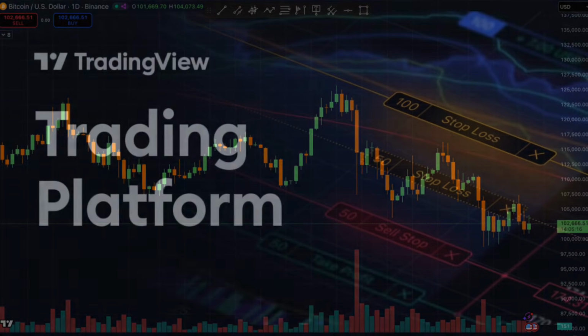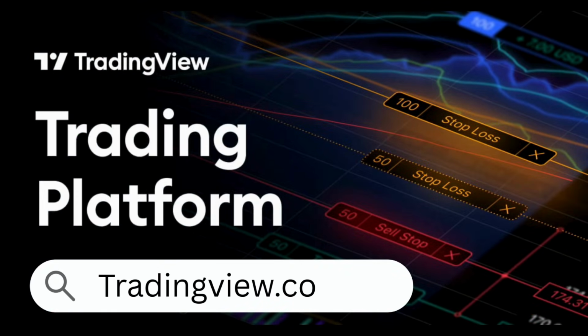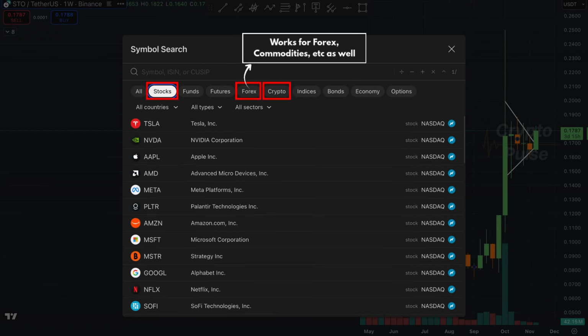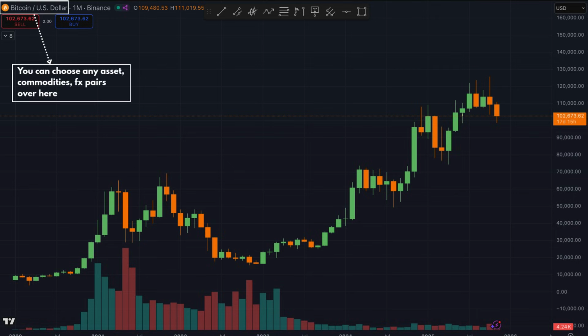The platform I'm using here is called TradingView. It's one of the most popular charting tools out there and works for both crypto and stocks. If you want to follow along or practice on your own, this is a great place to start. On the top left of TradingView, you can select the coin or stock you want to analyze and the time frame of your candles. Right now I'm looking at Bitcoin on the monthly time frame.